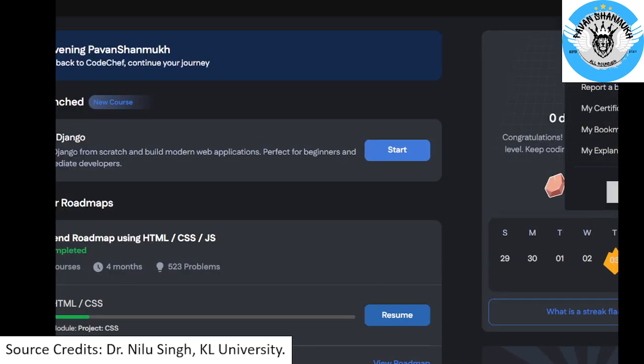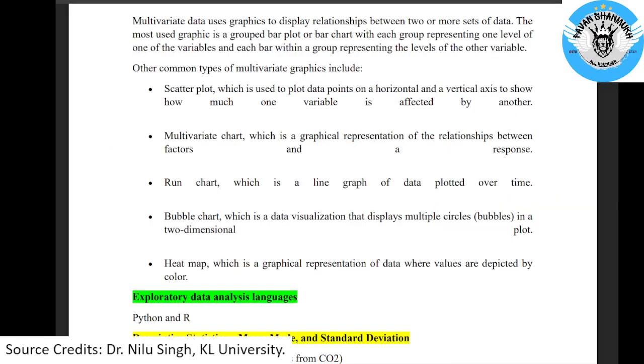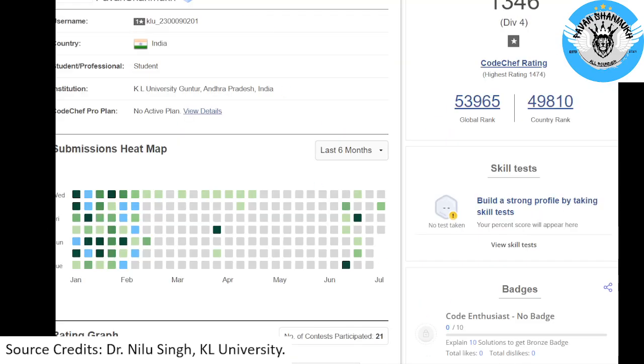I will show you my CodeChef profile just for example. So you can see here actually the heat map. This is a heat map. You can see the submissions heat map, how many submissions I have done. So here the data is being visualized like this.